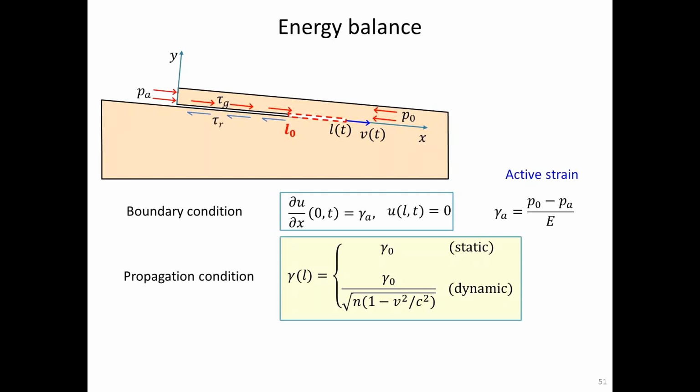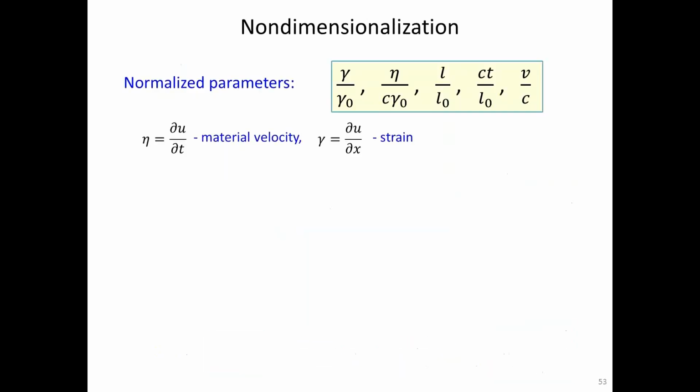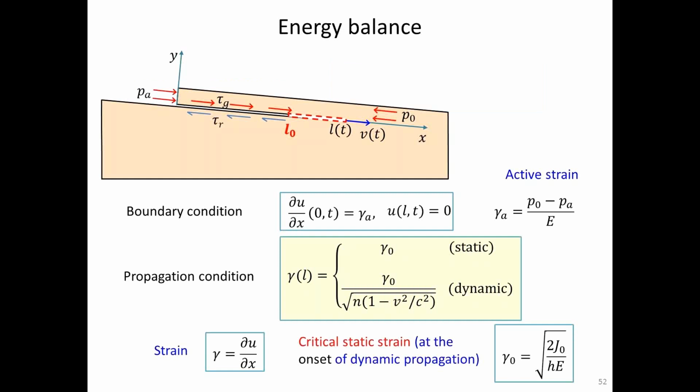And the propagation condition should also be changed. In the static condition, we can say that the strain gamma here is going to be the same as gamma naught, which is a static fracture strain. But in the dynamic condition, it has to be changed. It is a function of the velocity, and it is also a function of n. I'm going to talk about this n later. But keep in mind, in the dynamic condition, we have a different propagation condition compared to the static condition.